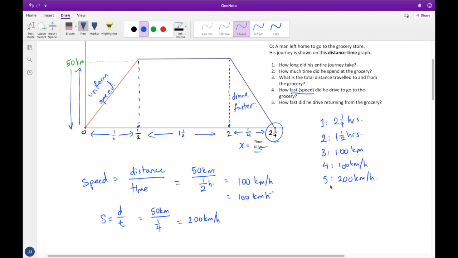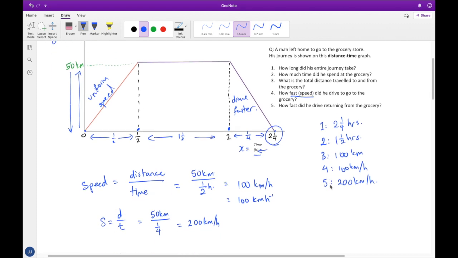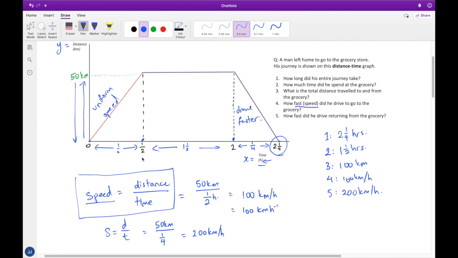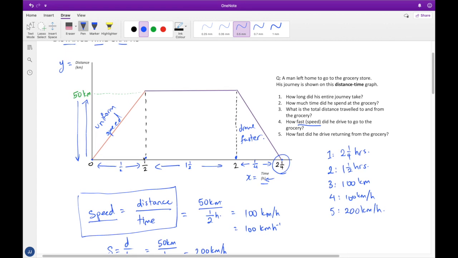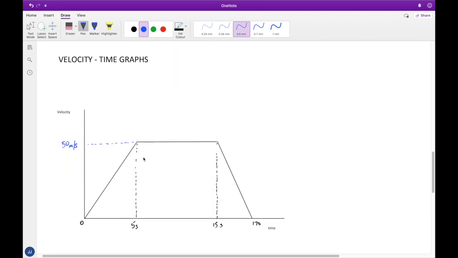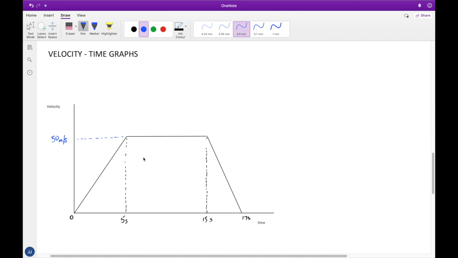And that's pretty much it for distance time graphs. With a distance time graph, the y-axis is distance and the x-axis is time, whether in hours or in seconds. And from a distance time graph, we can also find out the speed, which is the distance moved over the time taken. Let's take a look at another type of graph, and that is our velocity time graph.